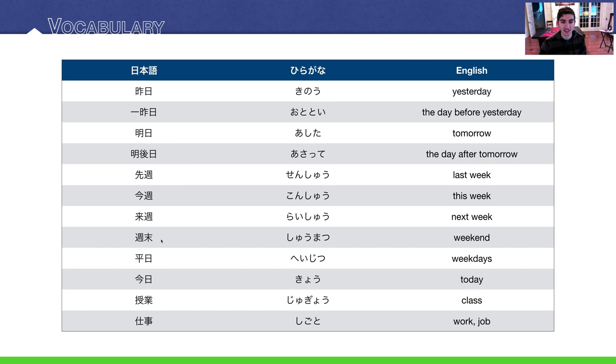Weekend is 週末. Weekdays, 平日. Today is 今日. Okay? And then class, like a course that you have at school, is 授業. And then work or your job is 仕事. Okay?